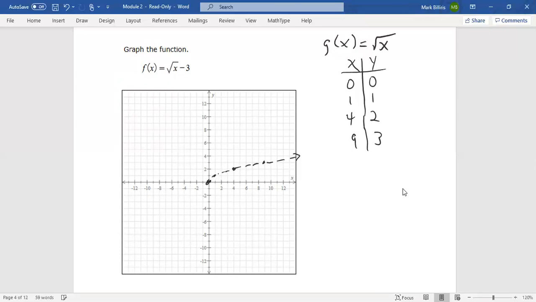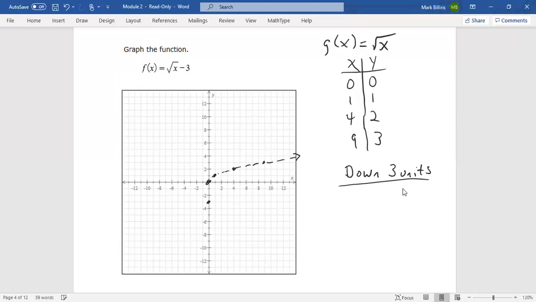So now what is happening with our parent function? So notice this -3 is not underneath the radical sign. Therefore, that's a vertical shift. So our whole graph is going to shift down by 3 units. So that means every point on this graph is going to change by 3 units. So that's going to just affect our y values. So instead of this being at 0, 0, if I'm going down 3 units, it should be at 0, -3.